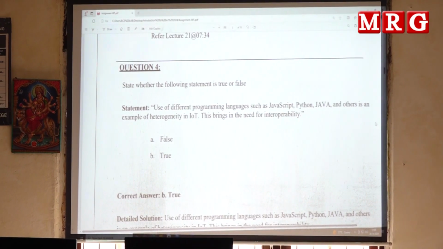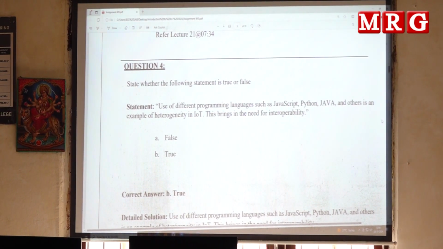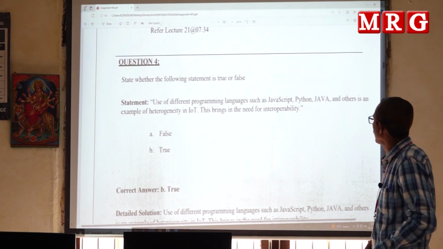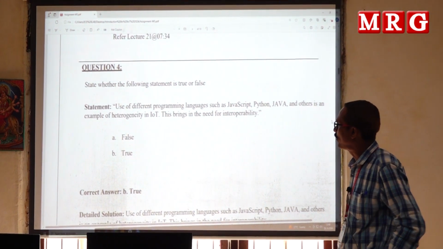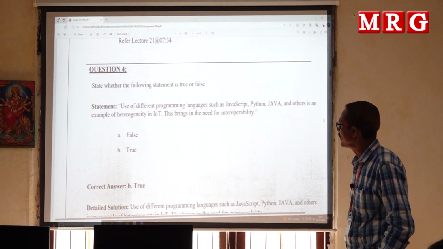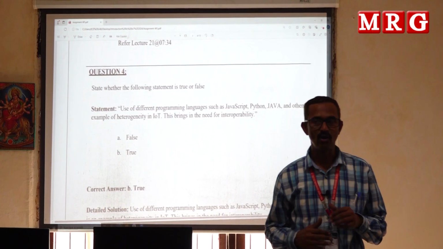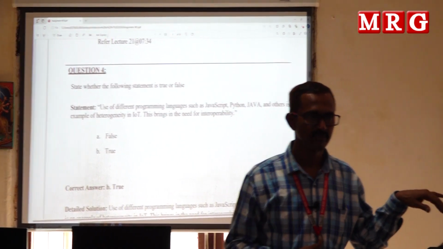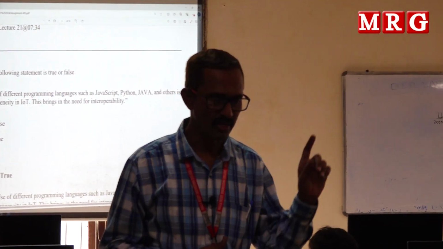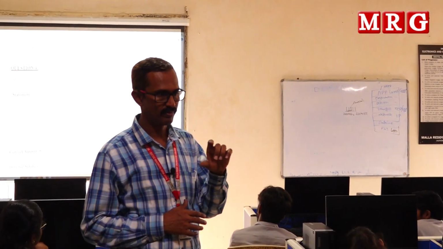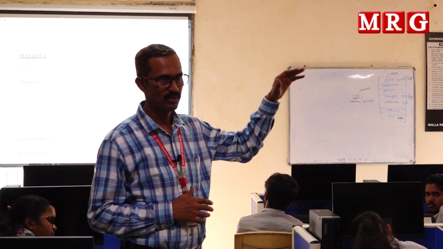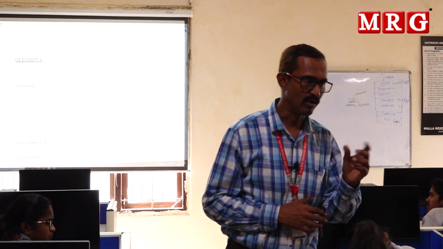Using different programming languages such as JavaScript, Python, Java and others is an example of heterogeneity in IoT. This brings in the need for interoperability. While developing these layers, we use programming languages. As I told you, every layer is a software program. Most of the top layers are software based. There is no hardware; the complete logic and functionality is implemented in software.